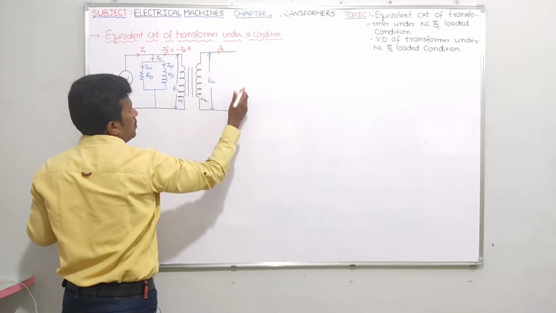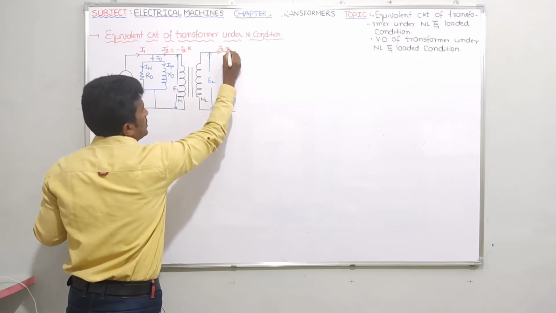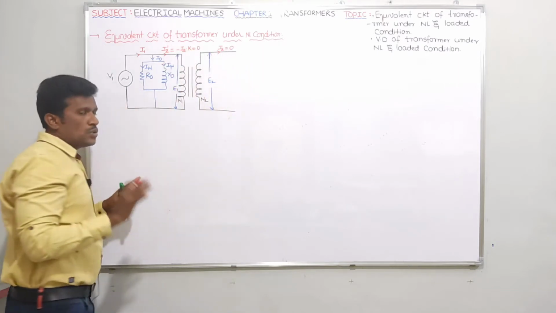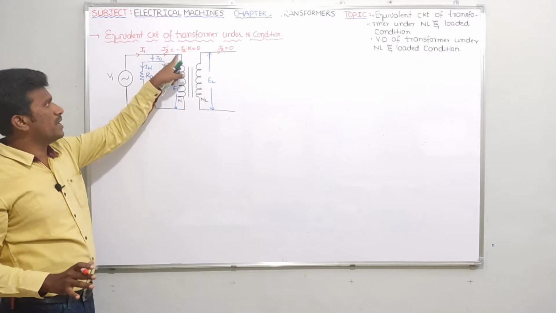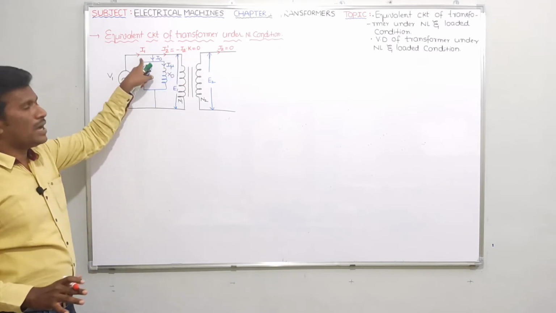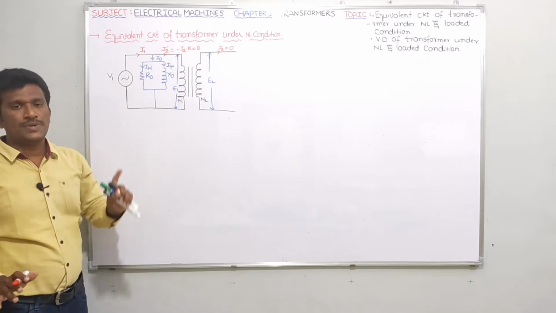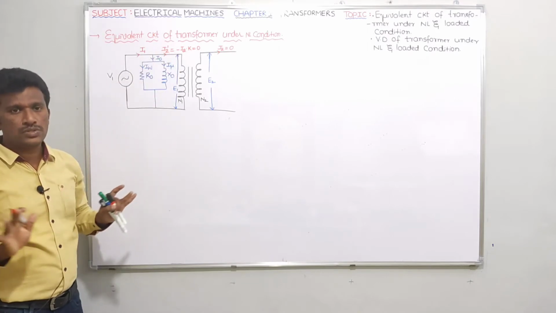Here, since it is under no load condition, I2 value becomes how much? 0. Therefore, this value also becomes 0. There is no need to confuse. How I2 dash equals minus I2 into K, and how I1 bar equals I naught bar plus I2 dash bar, all those things I will be explaining clearly. There is no need to worry.